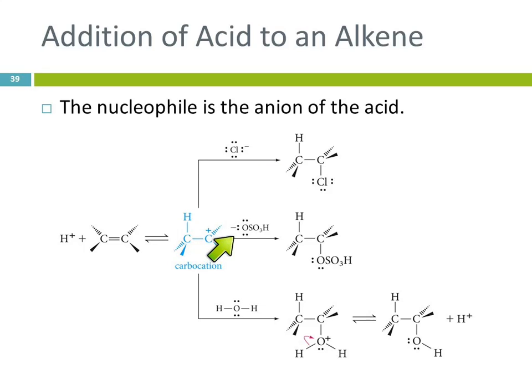Sulfurous acid would look, no, it is sulfuric, sorry, H2SO4. The hydrogen attacked over here, forming the carbocation. Now the carbocation is going to go after the remainder of the acid, which is an anion, and it's going to make a bond using this lone pair of electrons over here.